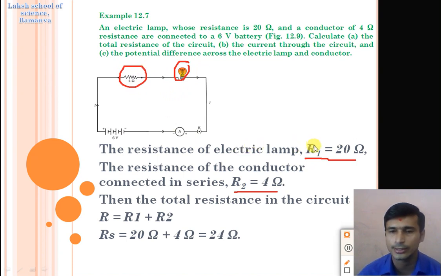So dear students, you know that when two resistors are connected in series, the total resistance of the circuit is the sum of the individual resistances. So the total resistance in the circuit R is equal to R1 plus R2. So Rs is equal to, we get the resistance of the bulb is 20 ohm and the resistance of the conductor is 4 ohm. The total resistance is 24 ohm. That is the answer of the first question, the total resistance of the circuit.